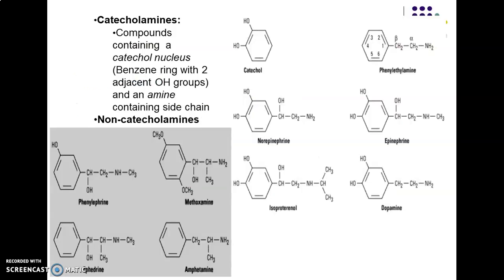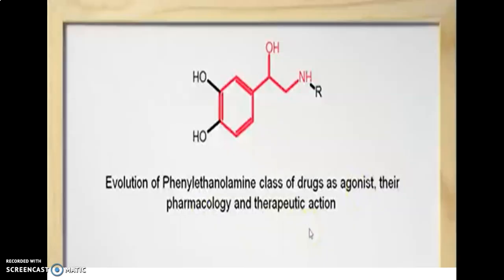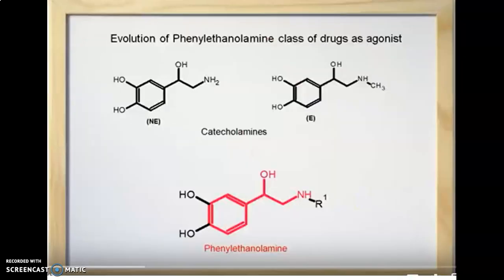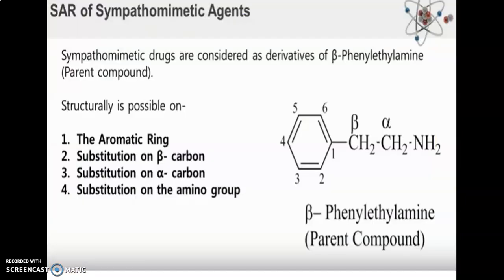These are structural examples of the different catecholamines and non-catecholamines. How the catecholamines are evaluated: the evaluation of these catecholamines was studied with phenylethylamine as a class of drug as an agonist. The backbone shows phenylethanolamine as the basic backbone for these catecholamines.